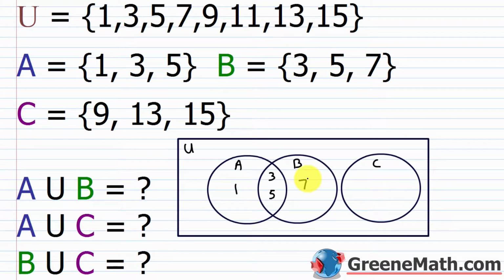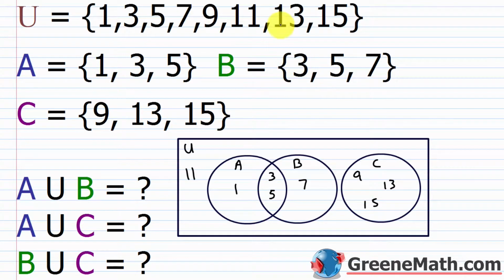And then for set C, we have nothing that's common to A and B. So notice how there's a gap between these circles, right? We don't want any overlap because there's nothing that's going to be common. So for set C, I'm going to write in 9, 13, and 15. Okay, so also in set U, we have 11. That's not listed in any of these sets here. So that's going to go outside of all those circles.